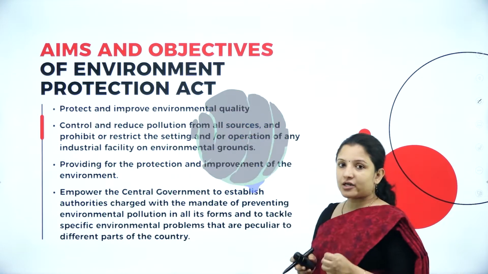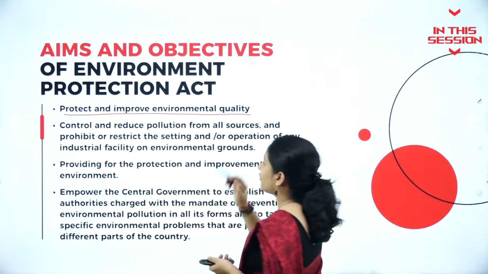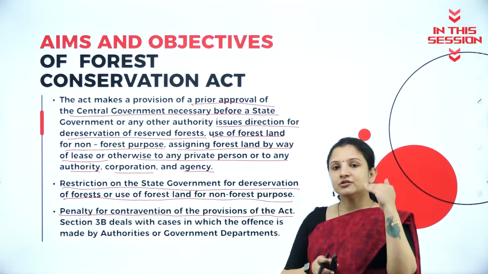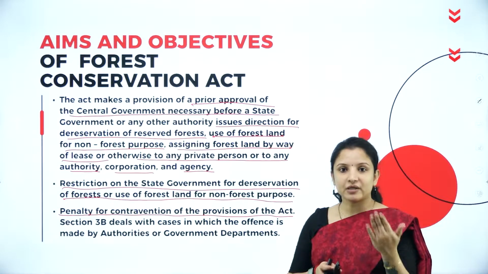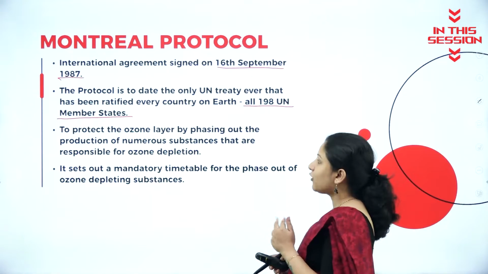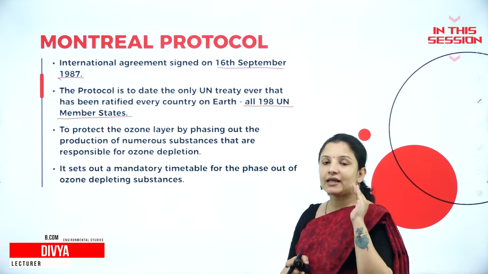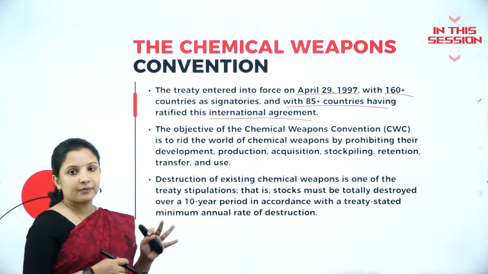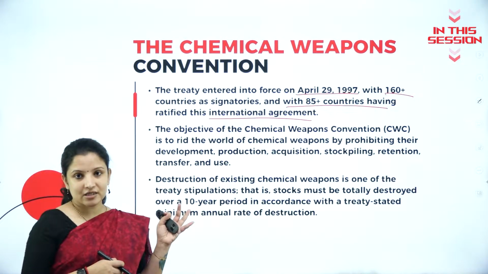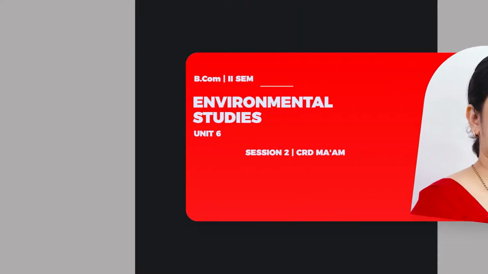So the main objective is to protect and improve the quality of the environment. So if any rule or regulation is broken, this act can directly put a penalty on the people. So what is this Montreal Protocol? The Montreal Protocol mainly aims at protecting the ozone layer. So what is this Chemical Weapons Convention? The name itself suggests it has something to do with chemical weapons, right?